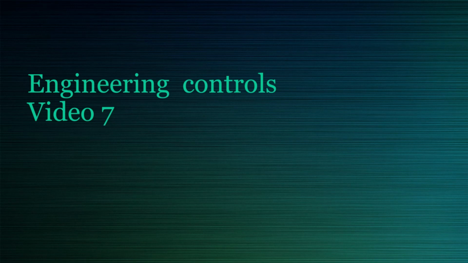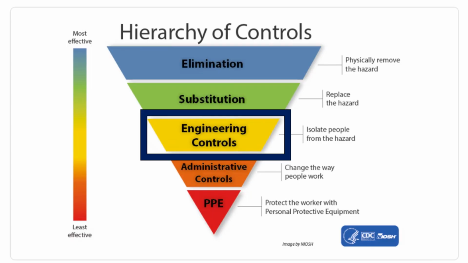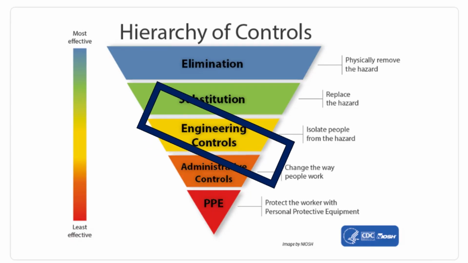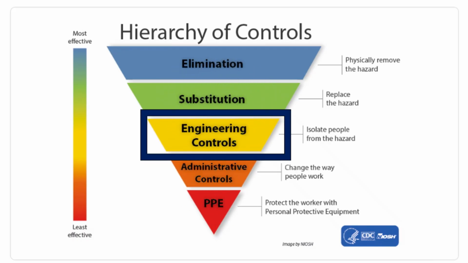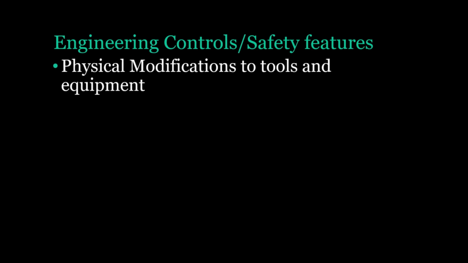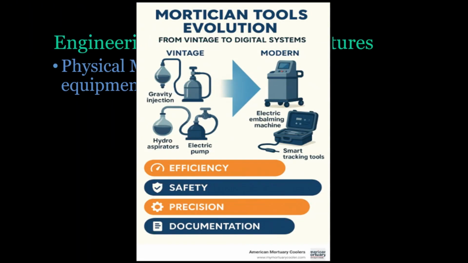Engineering Controls, Video 7. We're moving to the next part of the hierarchy of controls, engineering controls, which is isolating people from the hazard. Engineering controls are safety features. They're physical modifications to tools and equipment, so they're inventions that make things safer.